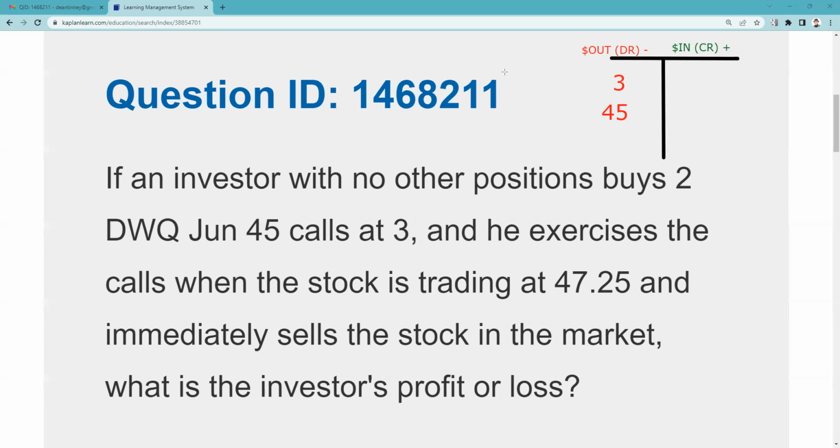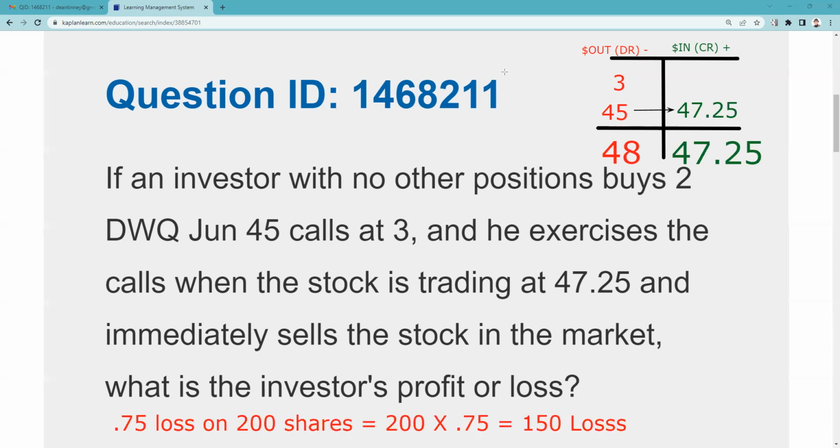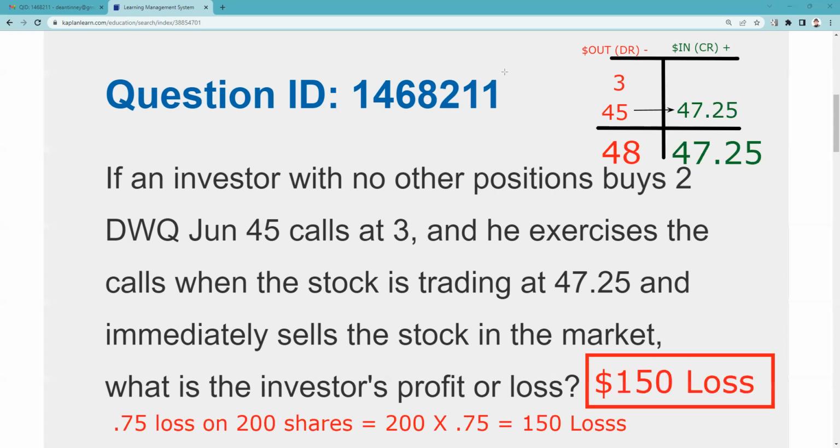So I'm out of pocket 48 here. Some people use minus signs. So I'm out 3 points for the option and I'm out 45 for the stock. The stock is trading at 47.25, and I immediately sell the stock. And again, that's going to be a problem because I have more money out than in. I've got 48 out per share, 47.25 in per share. I'm losing 75 cents on 200 shares. So that's a $150 loss.